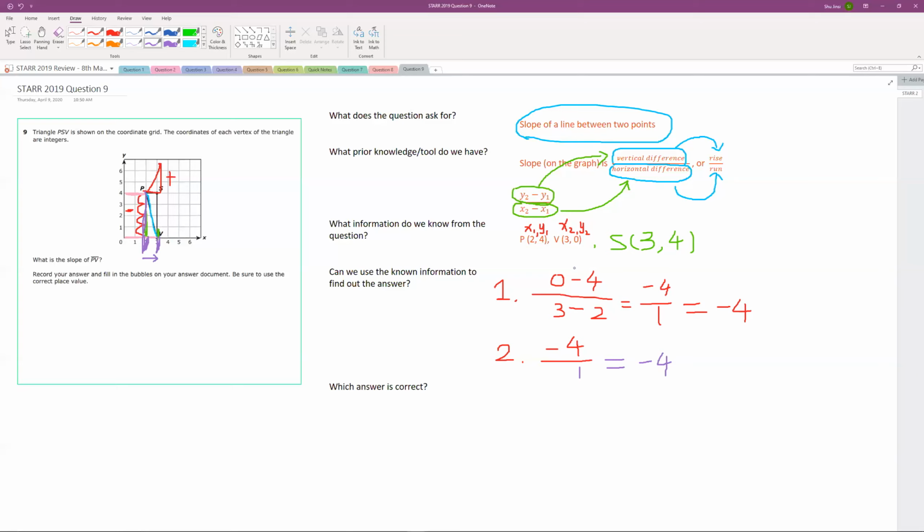So both methods will give you the same answer, and the correct answer for the slope is -4. Did you get the right answer?